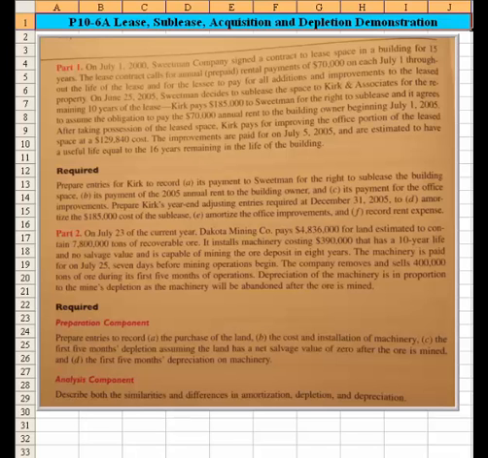Alright, now let's take a look at part 2, which appears right here in the problem, and I'll read that so we have some familiarity with what we need to do.